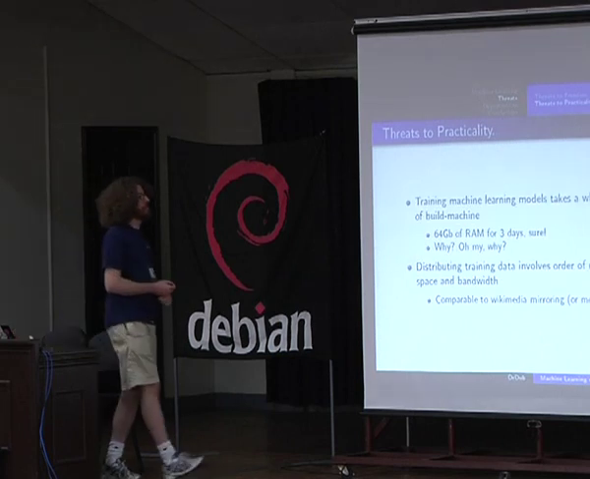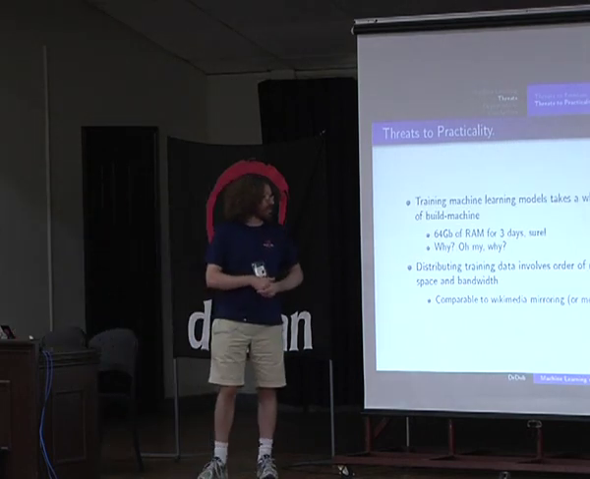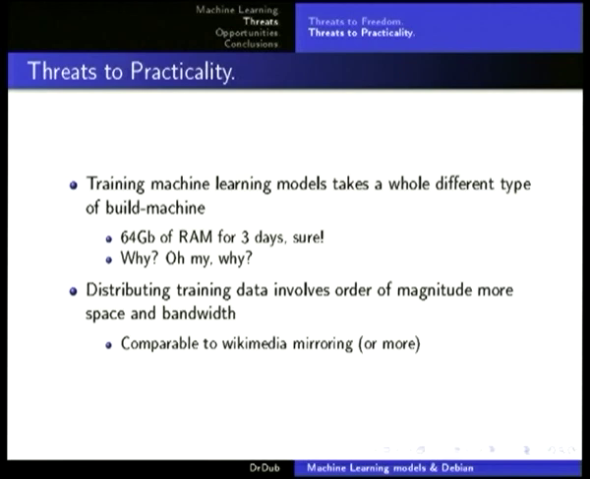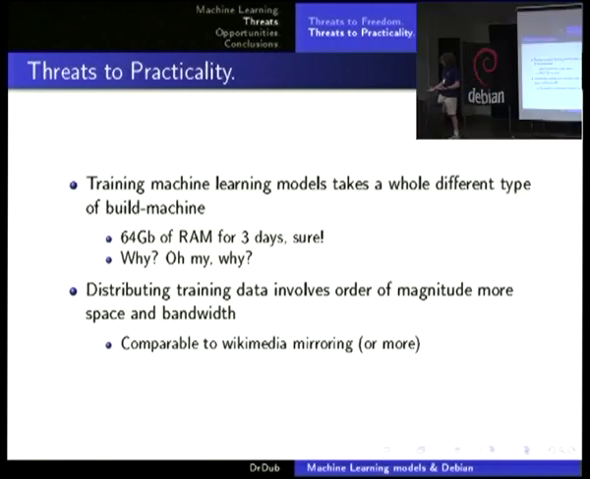Now, if we wanted to go down the rabbit hole and consider the data and the building of the model as part of something we want to consider completely part of Debian as programs, then we have the issue that this is not similar to anything else we are doing in Debian at this time. Training machine learning models takes a whole different type of build machine. It's not unheard of to use 64 gig machines for 3 days.